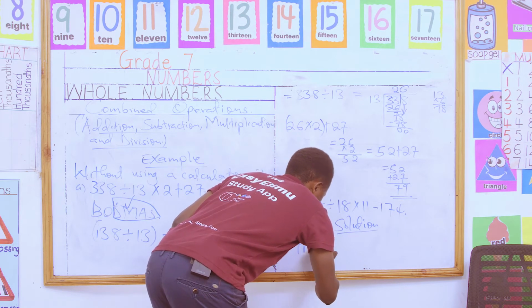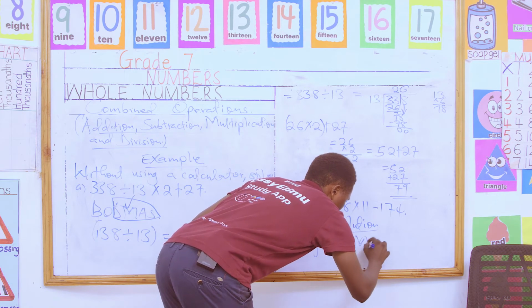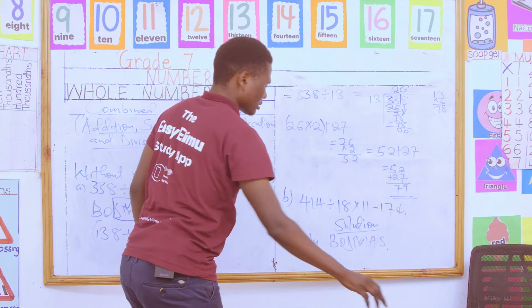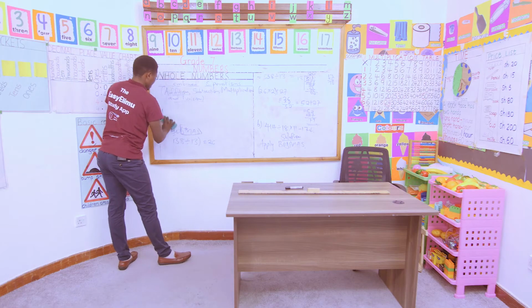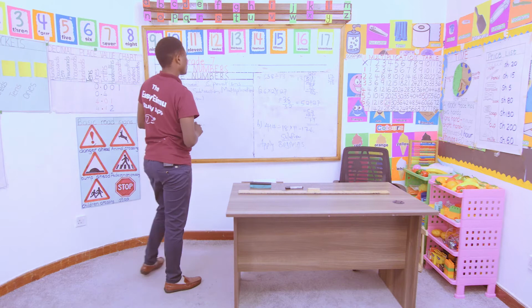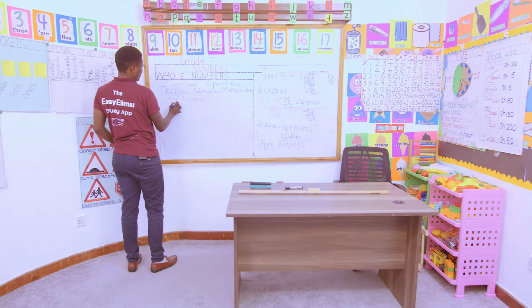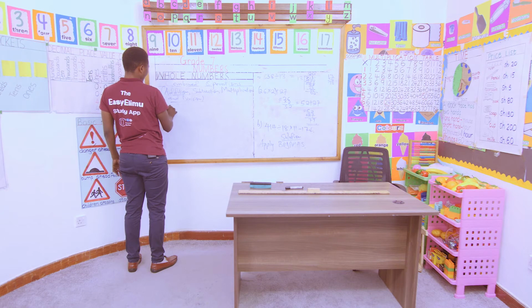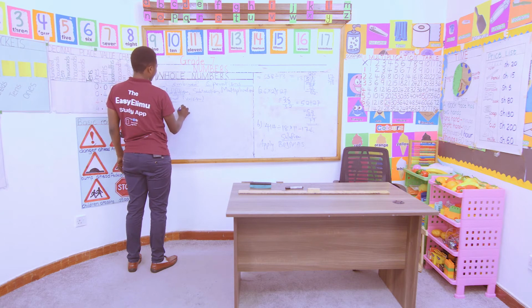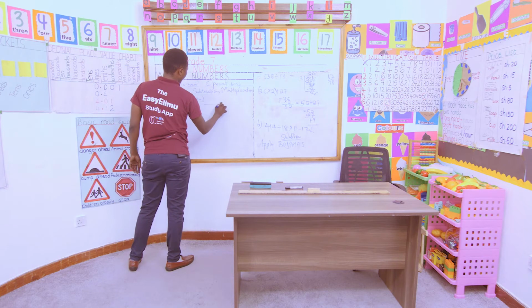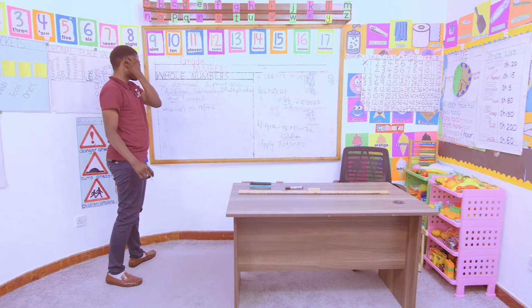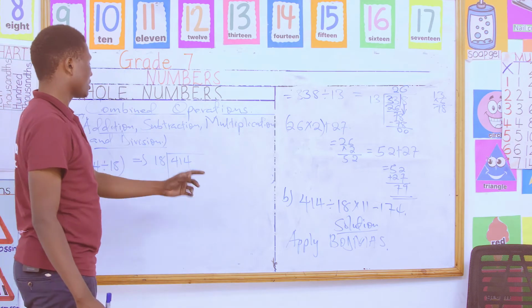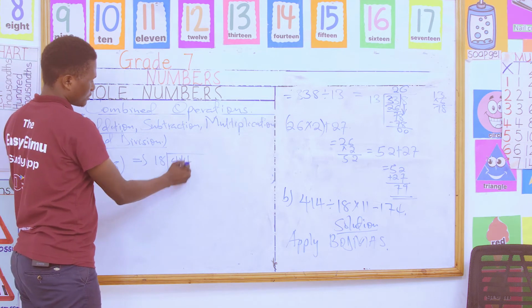Apply BODMAS. We are going to apply BODMAS once again, and we are not using a calculator. We shall pick the first operation to be performed according to BODMAS, and that is 414 divided by 18. Here our dividend is 414 and our divisor is 18. We shall pair from the left-hand side to make our work easier. So let's consider 41.